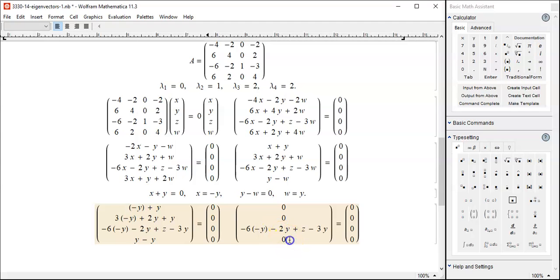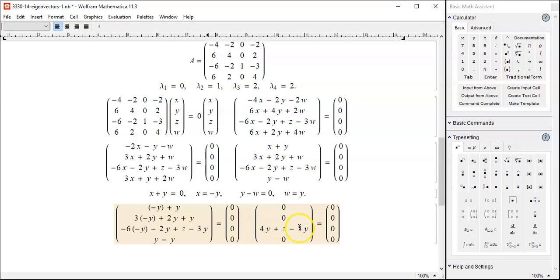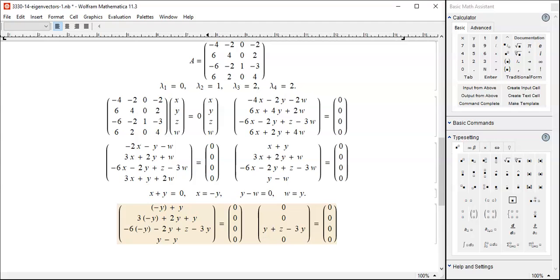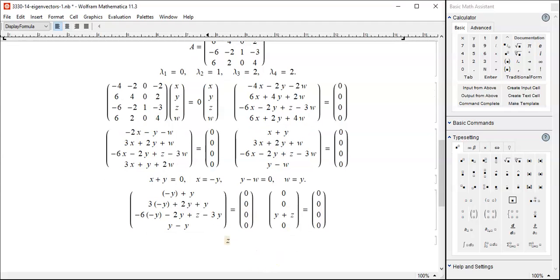So far, so good. And finally, I'm supposed to get something related to z here. Let's see. This is 6y, and then that's minus 2y. So that's 4y. Minus 3y. So y plus z is equal to 0. I hope my computation is correct. z is equal to negative y. So x equal to negative y, z equals negative y, w equals y.